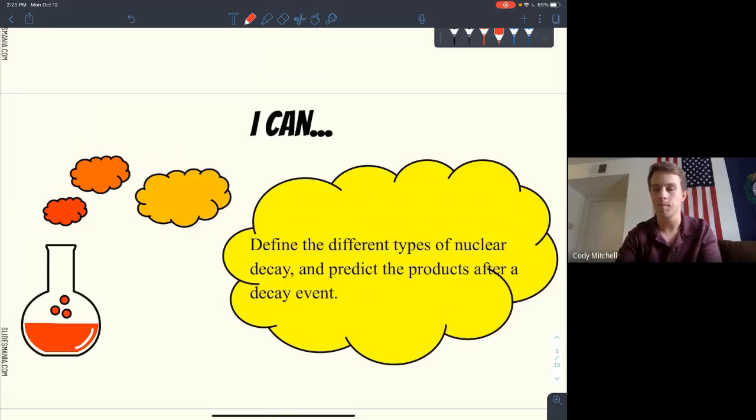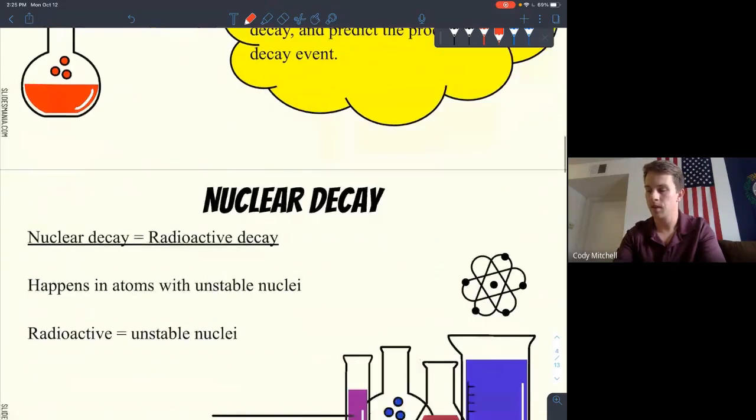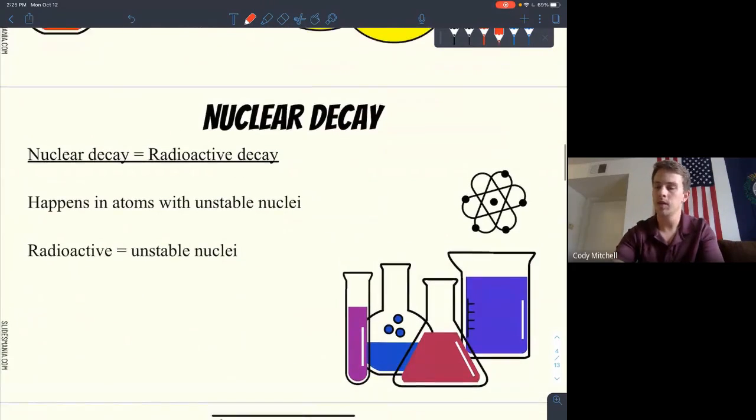All right, our I can statement today is I can define the different types of nuclear decay and predict the products after a decay event. So a lot of new words here we'll go over. The first one is nuclear decay. So when you hear nuclear decay, think of radioactive decay.